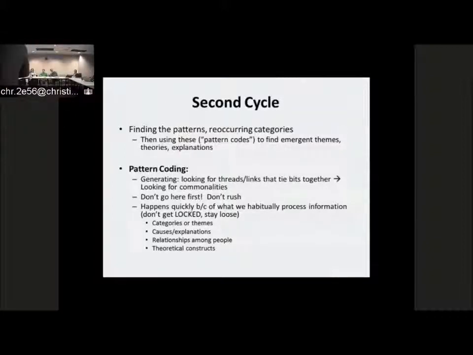So, the secondary cycle, getting more to the refining stage, we're looking for patterns. We're pattern coding, looking for things that are occurring more and more often. They could be categories, and this is where you get that theme development a little bit. So you're looking for threads that link and tie the data together.